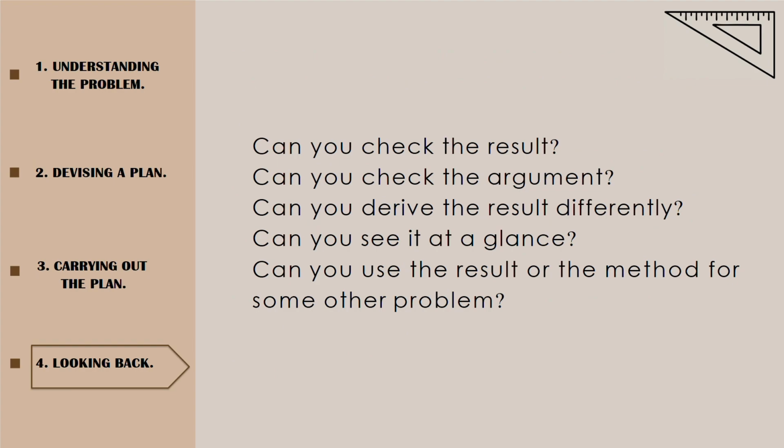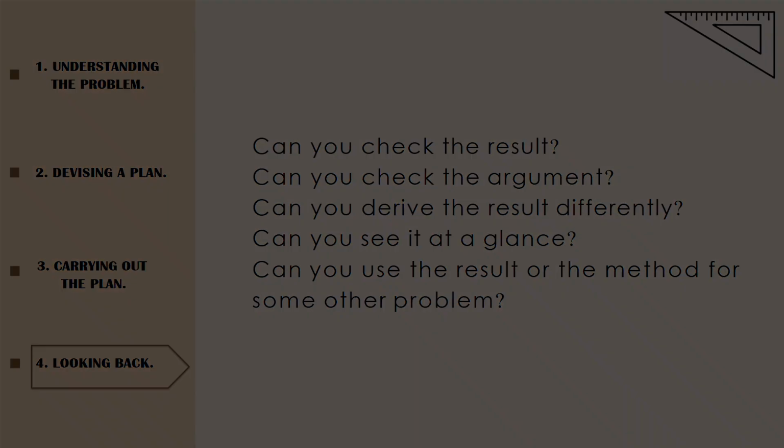Number 4 is looking back. Can you check the result? Can you check the argument? Can you derive the result differently? Can you see it at a glance? Can you use the result or method for some other problem?